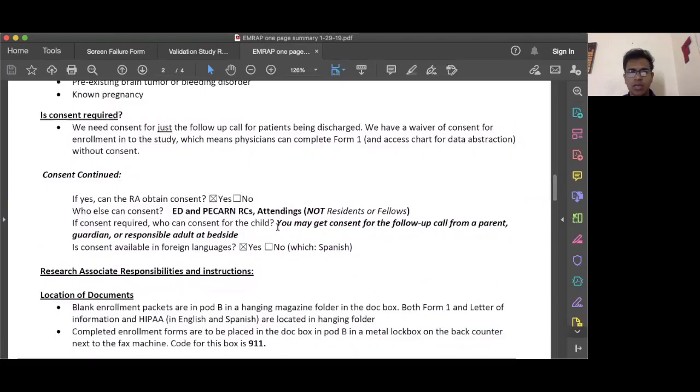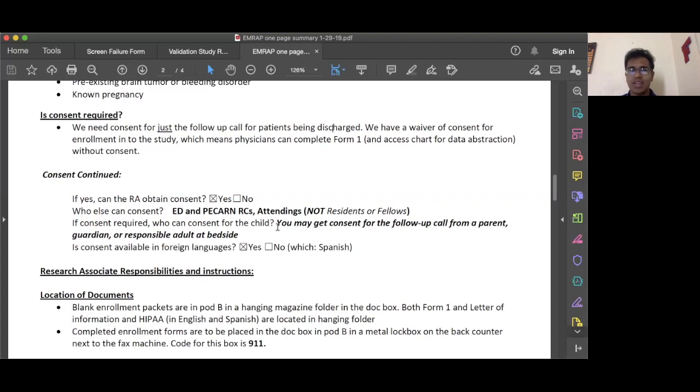So to recap, at this point, you would have screened for the patient, talked with the attending to confirm whether they qualify for the study, and have handed the attending the Form 1. The next step is to go talk with the parents or responsible adults in the patient room. For this study, we are going to be approaching to consent for a follow-up phone call only. We're not approaching to consent for enrollment to the study. If a patient qualifies, they're going to be automatically enrolled. So the only thing we're going to be consenting for is a follow-up phone call.